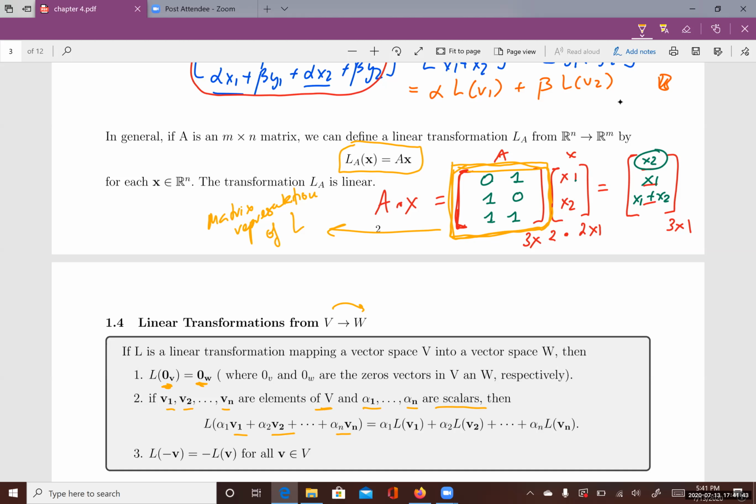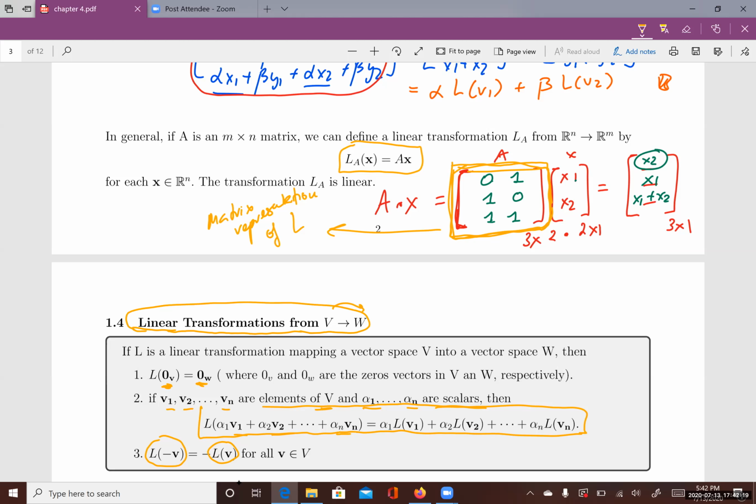This is more or less an extension of the definition of linear transformations to more than two vectors. Okay. And the last property is if you map the negative, the opposite vector of v, then you get the negative of L(v), for all v in V. So these are the three properties of linear transformations from a vector space to another vector space.